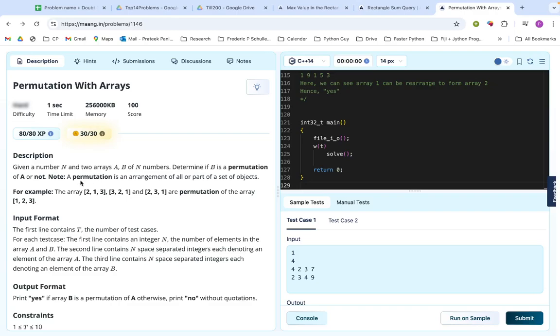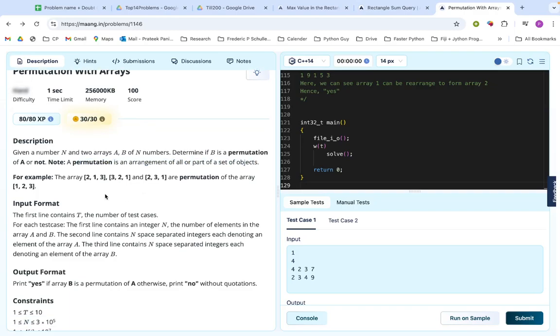So what's a permutation? Permutation is essentially an arrangement of all or part of a set of objects. Might not be clear from the definition properly, but from the examples, you can see 213 and 321 are permutations because if you sort both of them, they will be identical. That's one way to look at it.